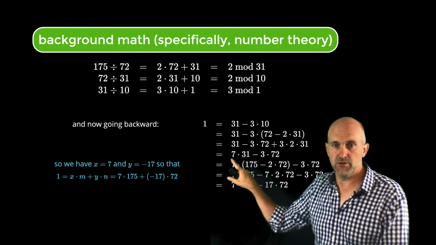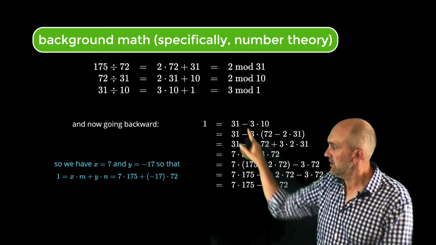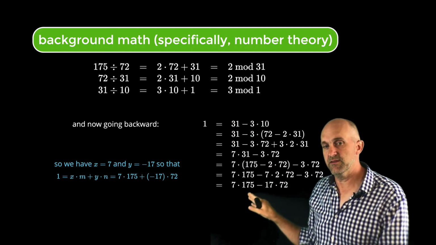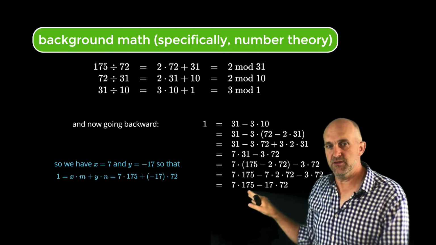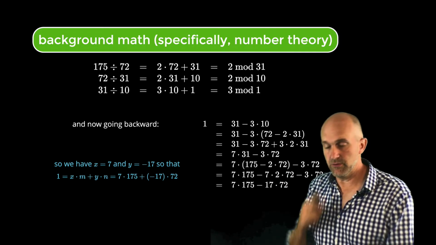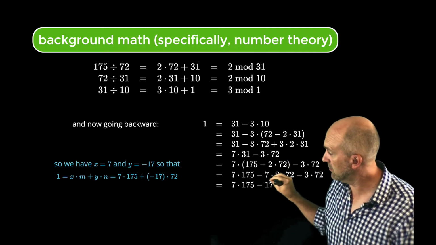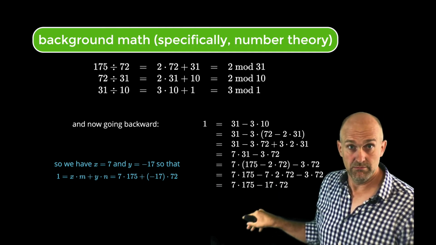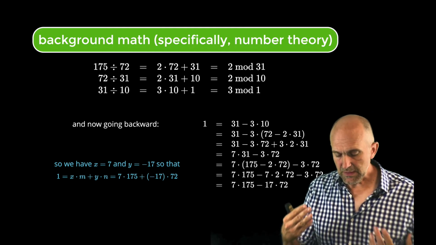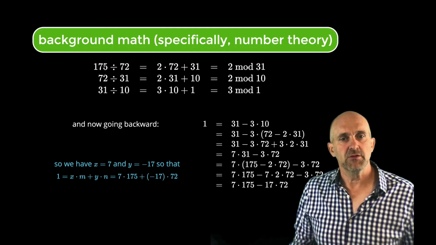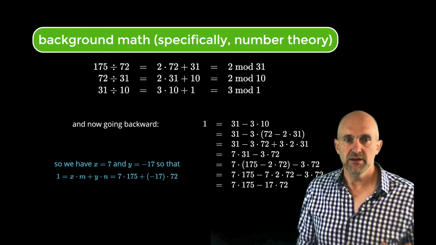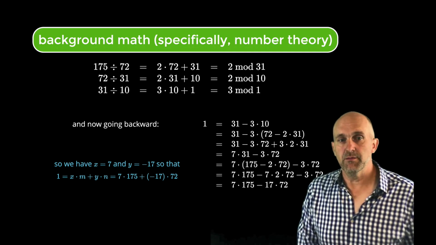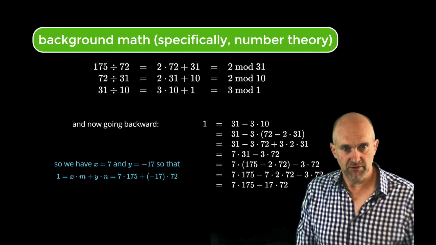Okay, and so then we can rearrange this expression, and at the end of the day what we have is that our number 1 that we're interested in is the same thing as 7 times 175 minus 17 times 72. Now why am I bringing this up? Well, because the numbers x and y are 7 and minus 17. So this is an example, but there's a general result that whenever two numbers are prime to one another, so that the greatest common divisor is 1, then we can find these respective numbers x and y so that we can find this expression.